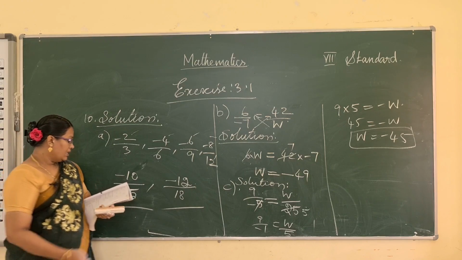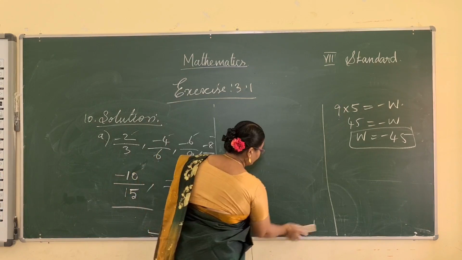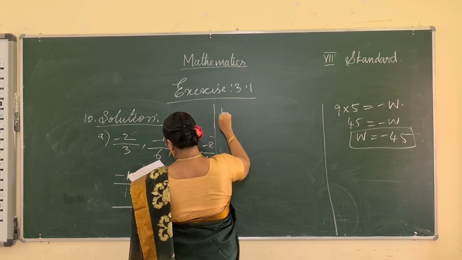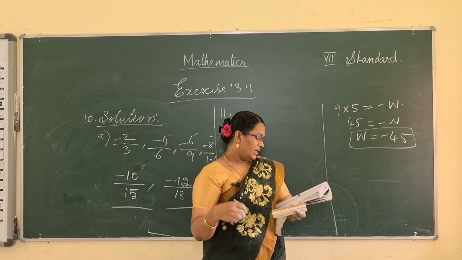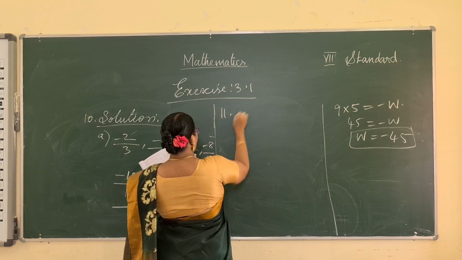B1 is homework. See the 11th one. Arrange the following rational numbers in ascending order. Ascending order. So first one.